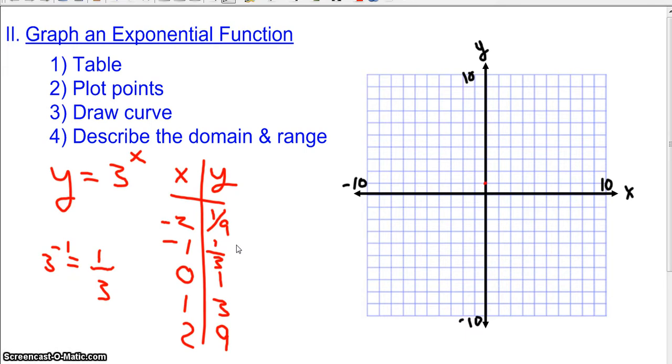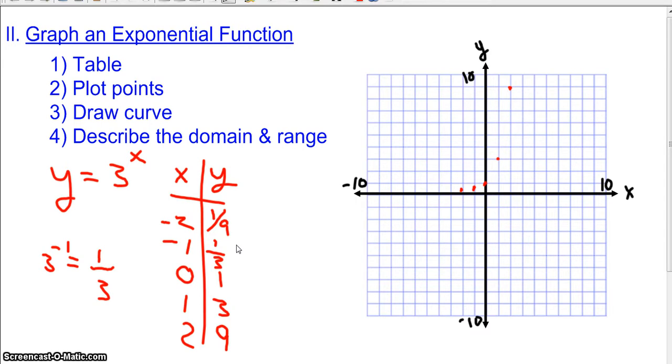0, 1. 1, 3. 2, 9. -1, 1/3. -2, 1/9. What if I put in some other, what about -3? What would I get? -3, 1/27. 1 over 27. Good. -4, 1 over 81, right?